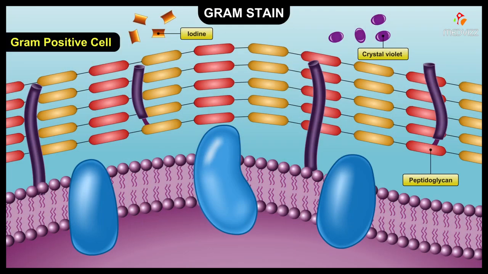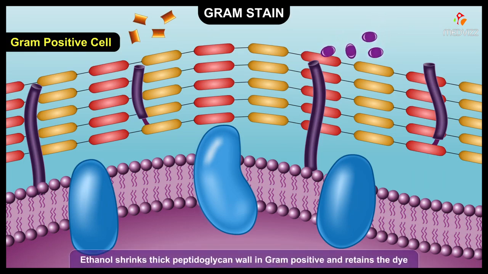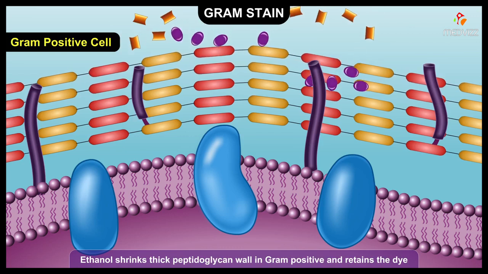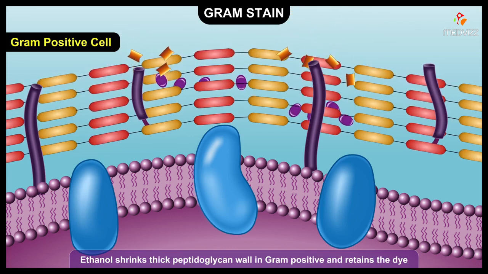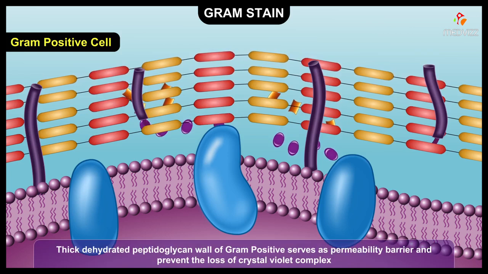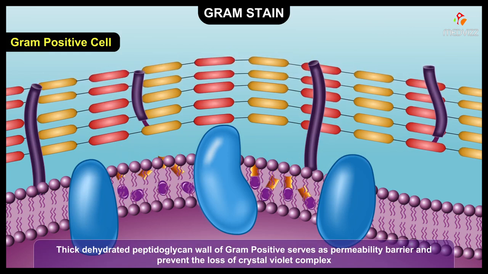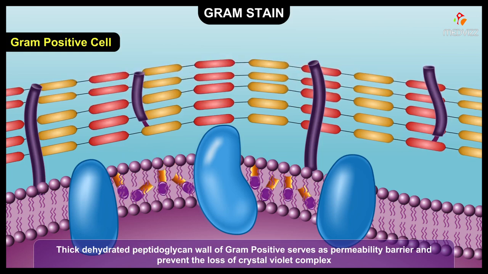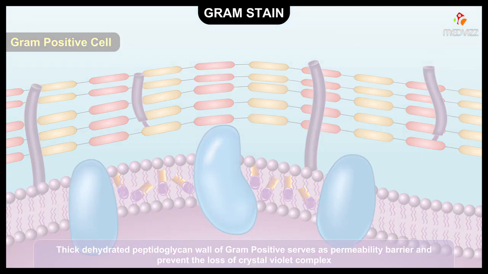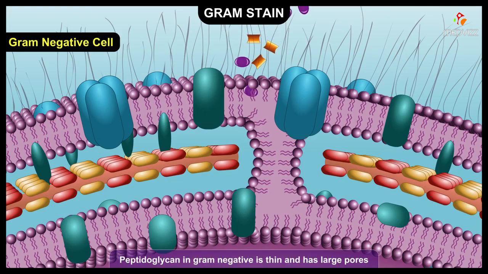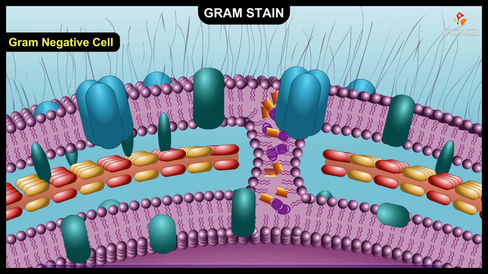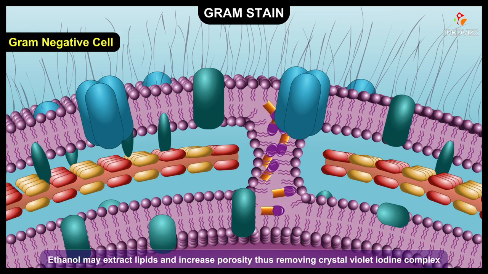Generally, the Gram stain correlates with the cell wall structure among the bacteria. The ethanol is thought to shrink the thick peptidoglycan in Gram-positive cells, thus retaining the dye. The thick, dehydrated peptidoglycan layer of Gram-positive bacteria appears to be a permeability barrier, preventing the loss of the crystal violet iodine complex. In contrast, the peptidoglycan in Gram-negative bacteria is very thin and has large pores. Ethanol may extract lipids and increase the porosity, thus removing the crystal violet iodine complex.